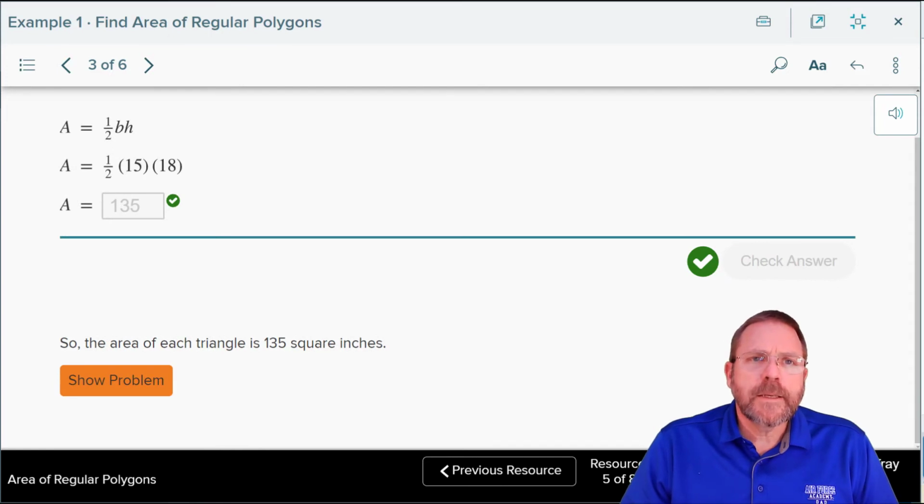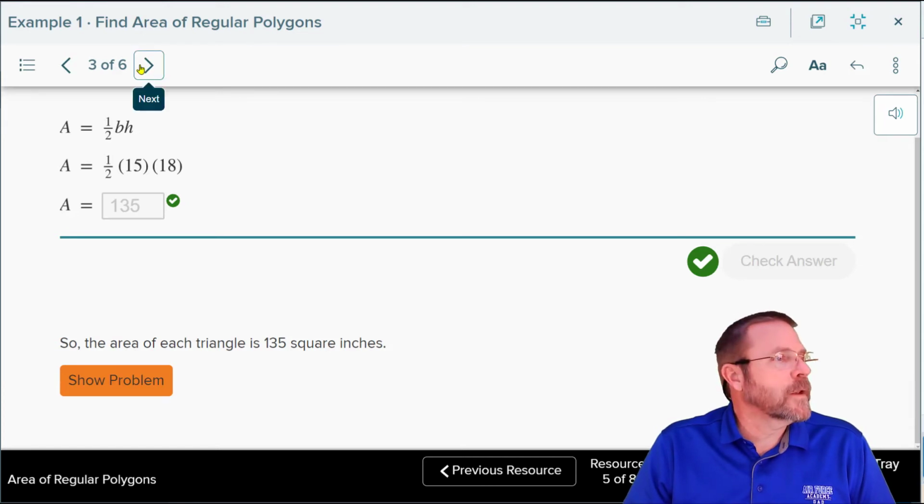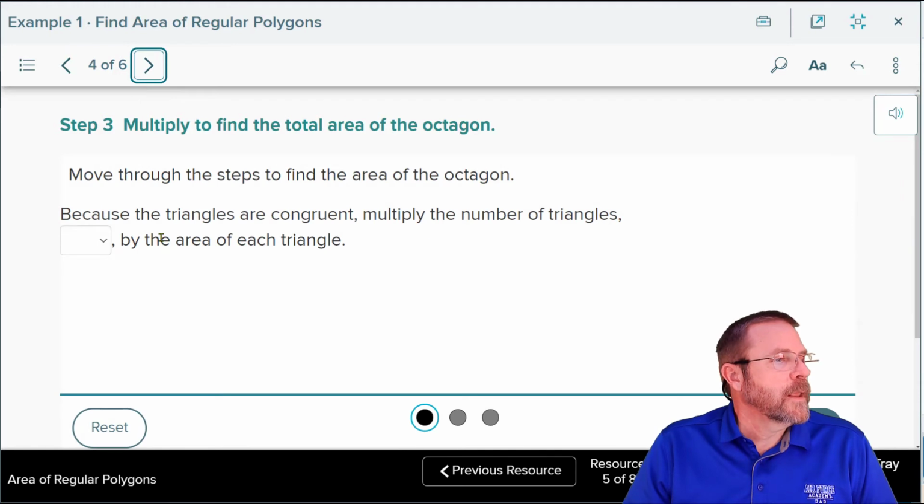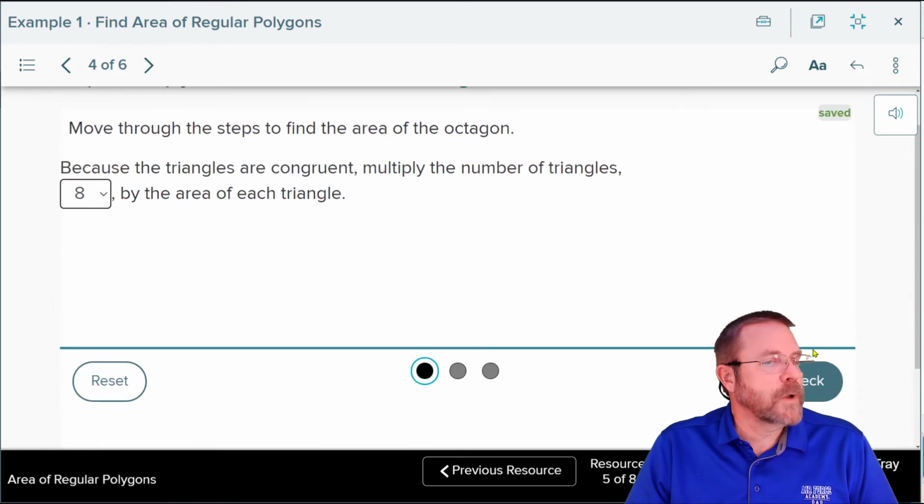But we're not done yet. The problem didn't want to know how much 1/8 of that stop sign was. It wanted to know the area of the entire stop sign. So to find that out, because the triangles are congruent, we multiply the number of triangles, which is 8, times the area of each triangle.